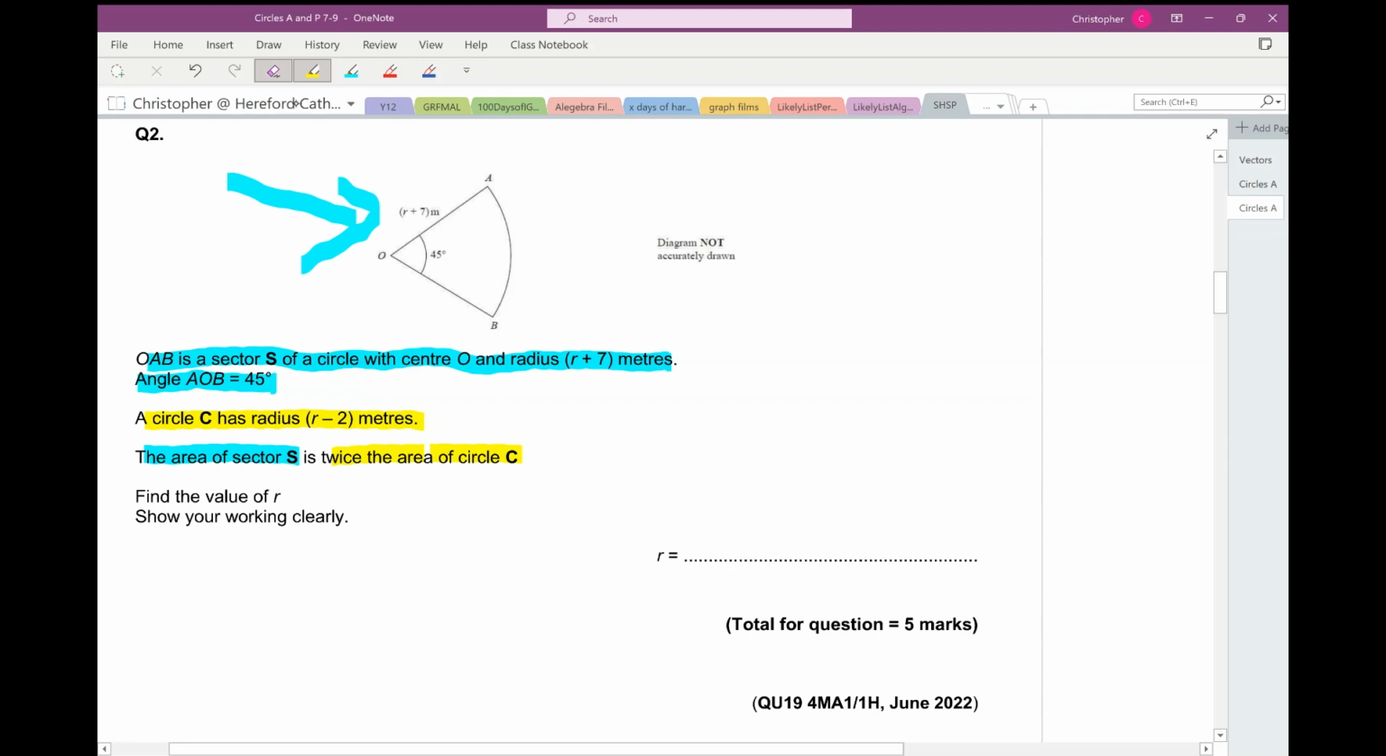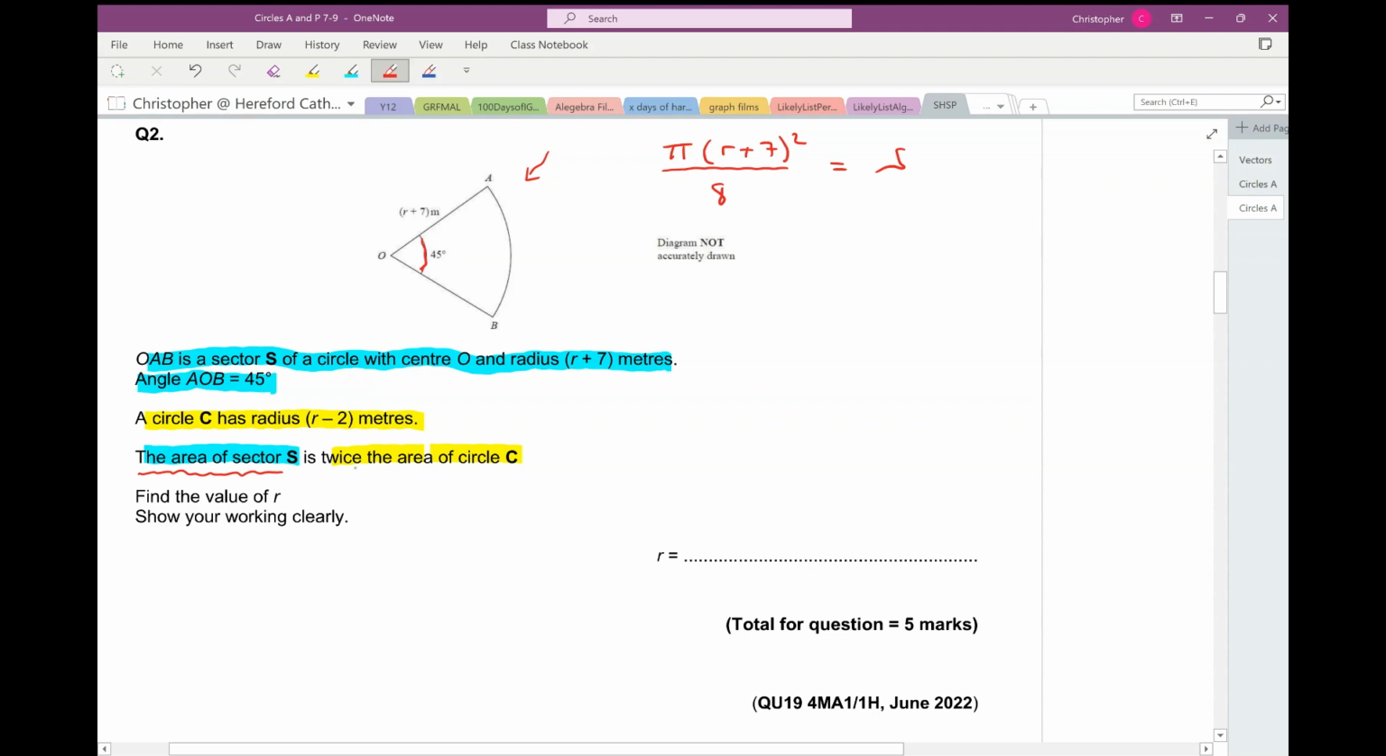Right, let's have a go. The first thing I need to do is find an expression for the area of the sector S, that's the area of this diagram here. The area of that whole circle would be pi times the radius squared, and I've only got a certain fraction of that, haven't I? I've got an eighth of it, in fact, 45 degrees out of 360. So the area of sector S is pi times r plus 7 squared, divided by 8.